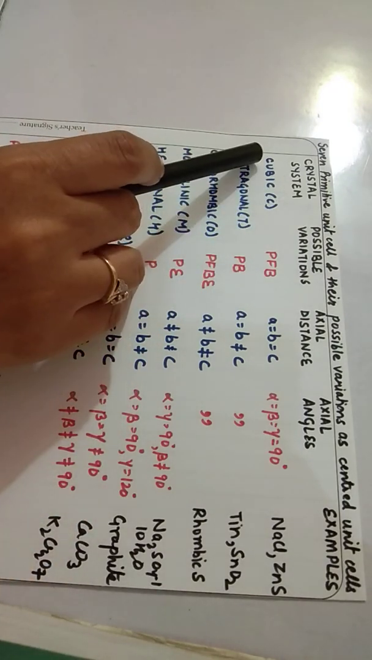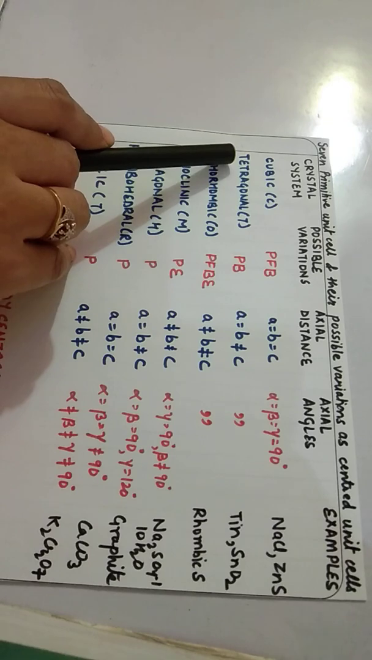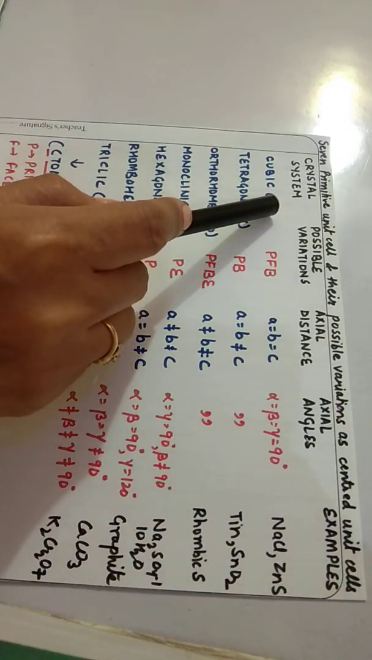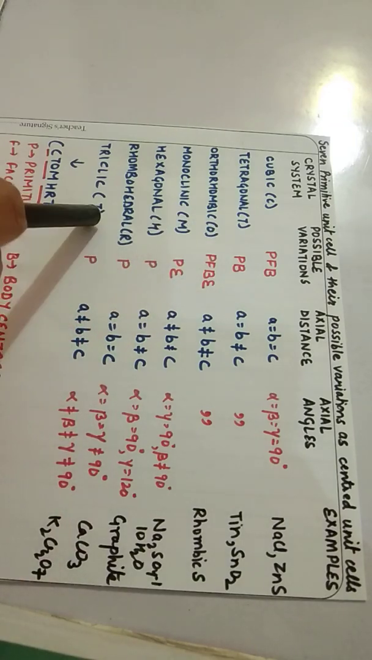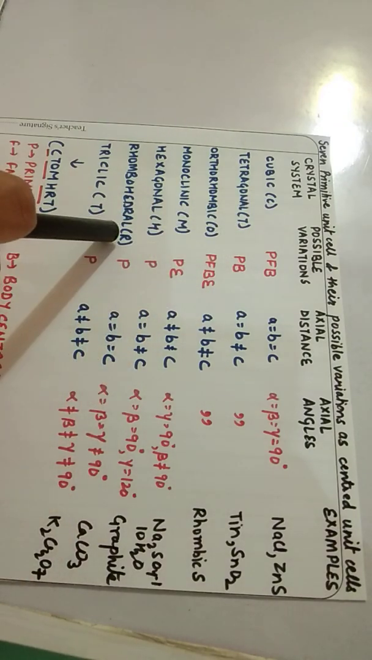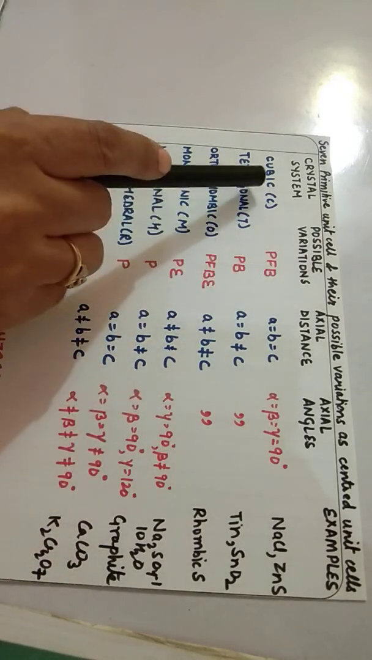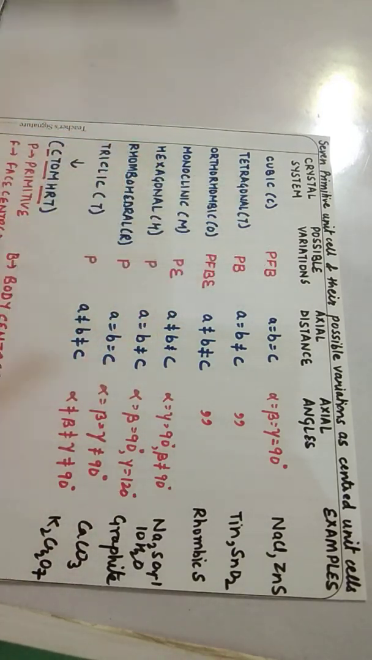Cubic, first letter I'll take C. For tetragonal T, O, M, H, R, T. C, Tom hurt. See, Tom hurt. So what will be the possible variations for each crystal system?